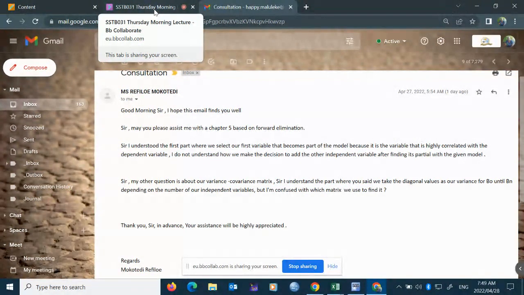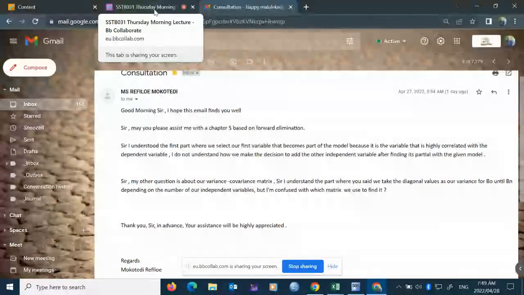Moving to the second one. So I understand where you said we take the diagonal values as our variance for beta 0 until beta n, depending on the number of our independent variables. But I'm confused with which matrix we use to find it.